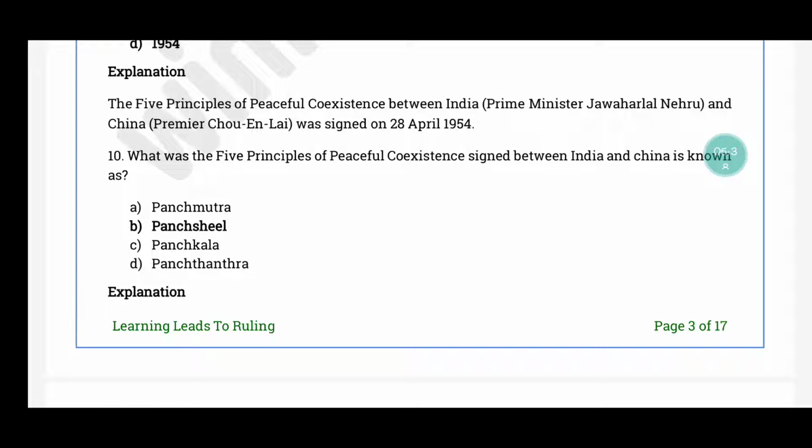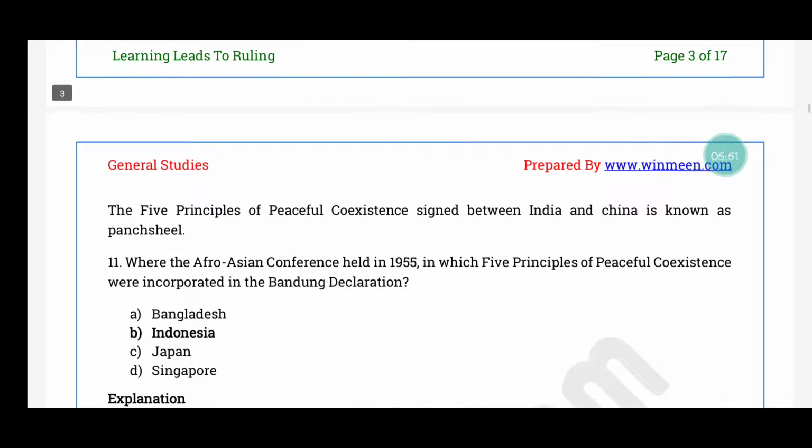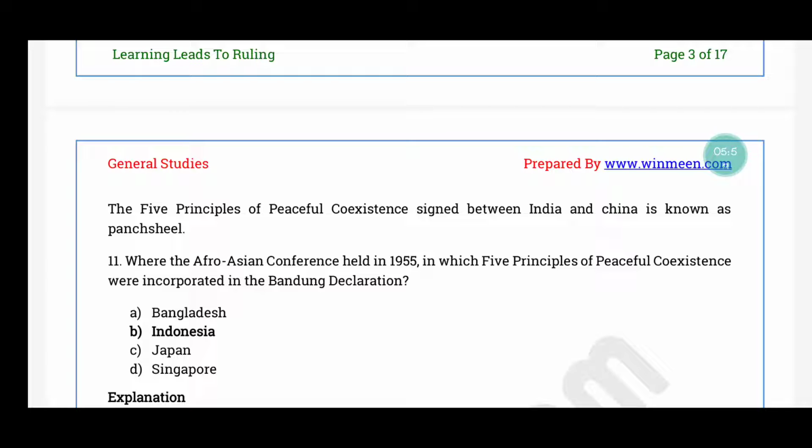Question number 10. What was the 5 principles of peaceful coexistence signed between India and China is known as? The correct answer is option B, Panchasheel. The 5 principles of peaceful coexistence between India and China it is called as Panchasheel.